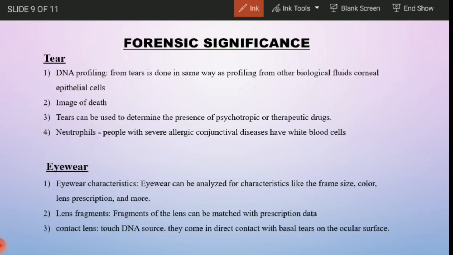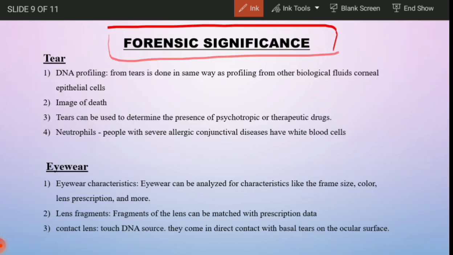Now here are some common forensic significance of both tear and the eyewear. DNA profiling can be done from tears as well. I have already explained to you almost all the biological evidence can be used for DNA profiling, but the condition is mostly it is done in the case of secretors. Like in sweat, DNA is found, but only in the case of secretors. Same happens in the case of tear.